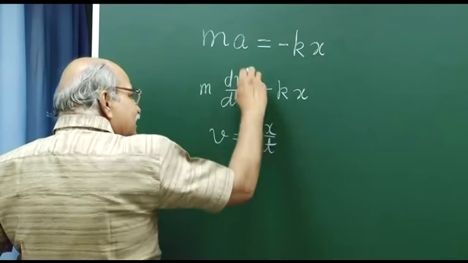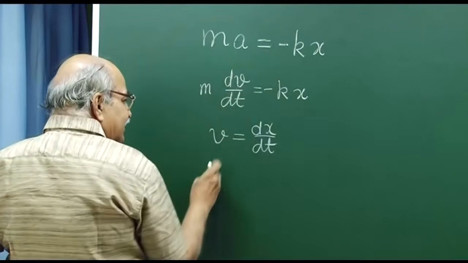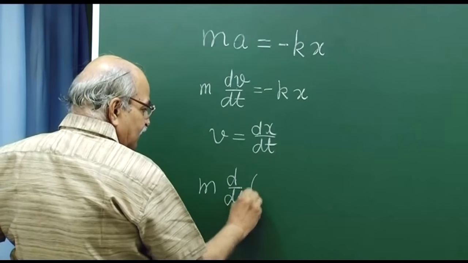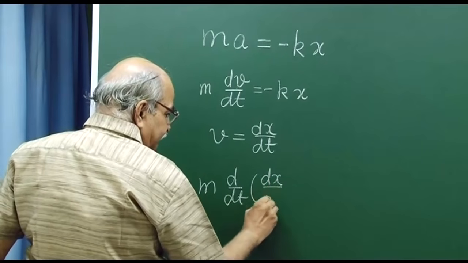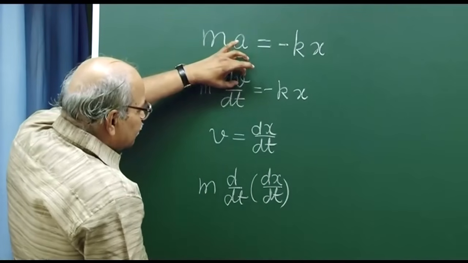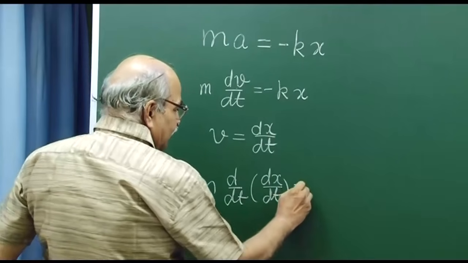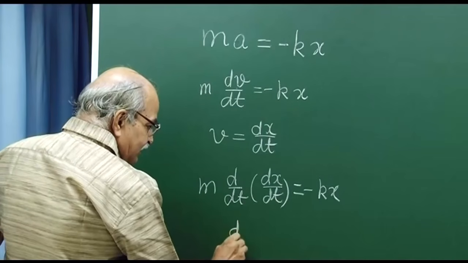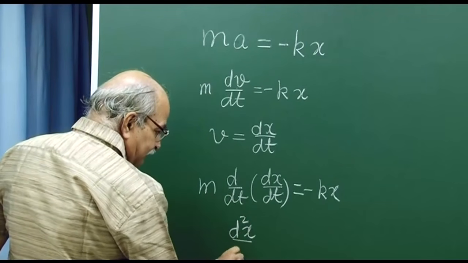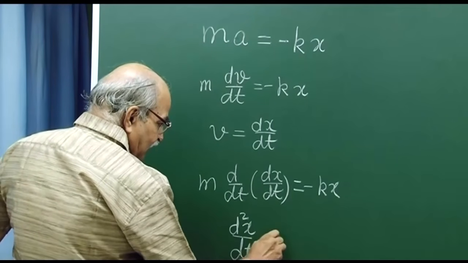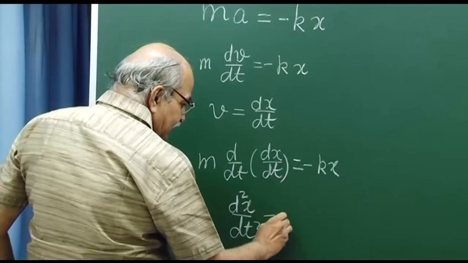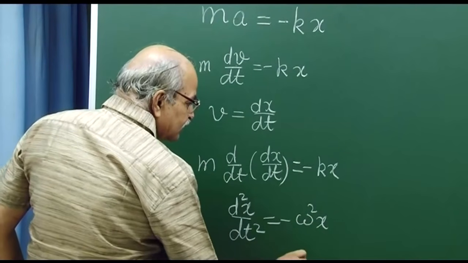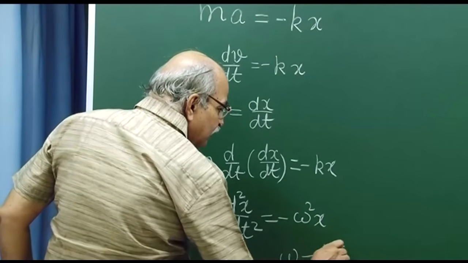And if I put this thing here, the way it is written is m, d dt of dx dt, in place of this v, equal to minus kx, and this is written as d2x dt square. And if I bring this m here, it is minus omega square x, where omega is square root of k by m.